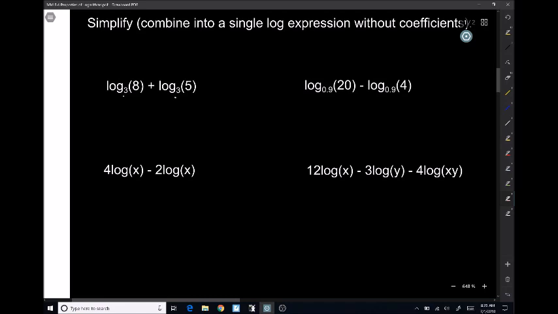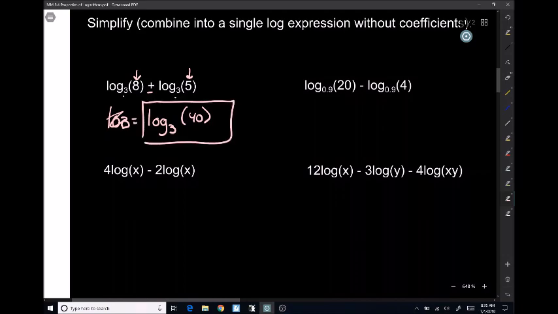They have the same base and they're being added, so the inputs are going to multiply, and I get log base 3 of 40. And that's simplified. We're down to just one log expression without coefficients. Here, these have the same base. Subtraction becomes division, so it's going to be 20 divided by 4, and it's log base 0.9 of 5. I simplified that down to one single expression.